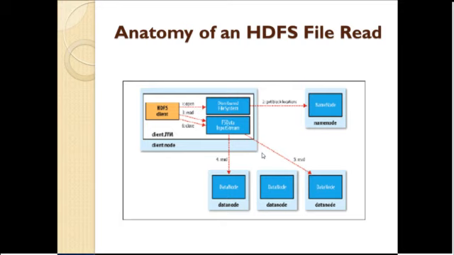So, here's the diagram of that process. We have here the client requesting to read the data from the name node. Then the name node responds with the addresses of those files so that the client can now access the files here in our data nodes.